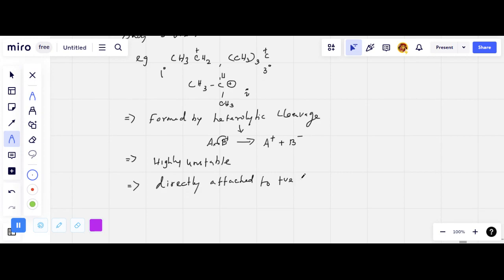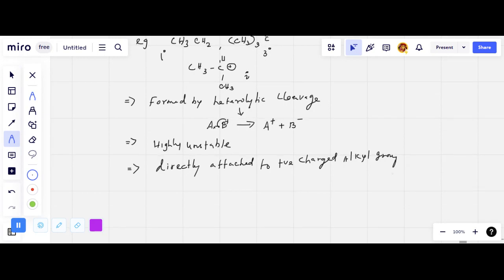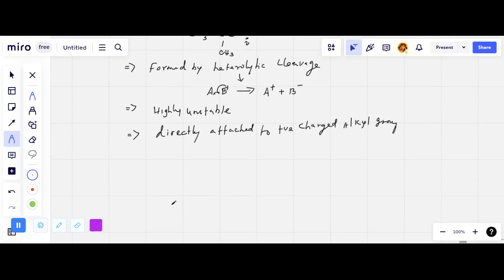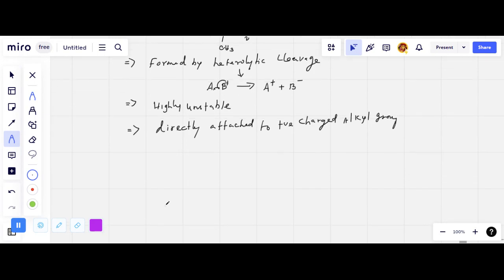Attached to positively charged alkyl groups. Okay, alkyl groups. If we consider the stability of primary, secondary, and tertiary carbocations, take a tertiary carbocation. So R, these are all alkyl groups.